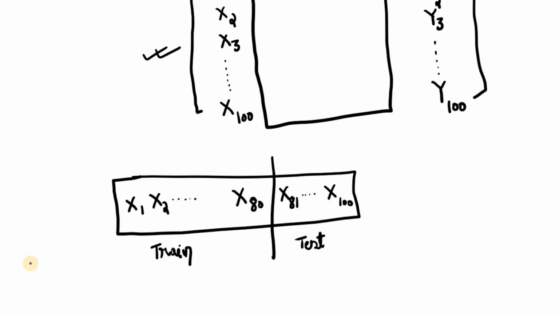The first and foremost thing which needs to be considered over here is the fact that the 80% of the observations are selected randomly. It doesn't need to be in a sequential order. These are some 80 randomly selected observations which we are using for training our model. And by training our model, we mean estimating the parameters of the model.